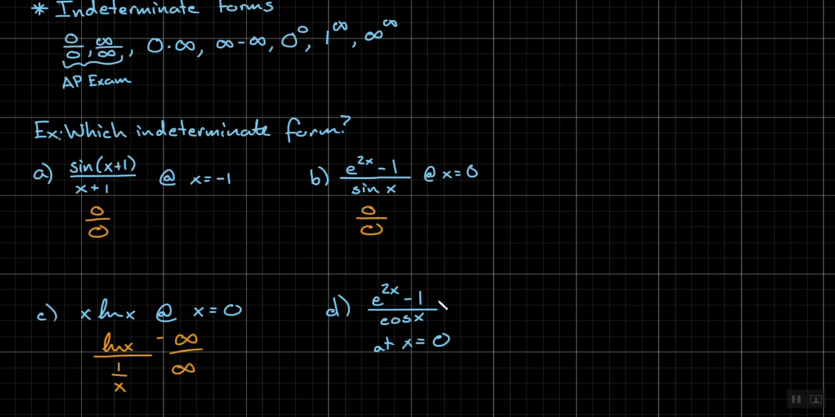What about this last one? That'd be 1 minus 1 is 0 over, what's cosine of 1? 1. Is that indeterminate? No. And that's okay that it's not indeterminate. This is an easier limit. This would just be 0. Nothing crazy has to happen with it.